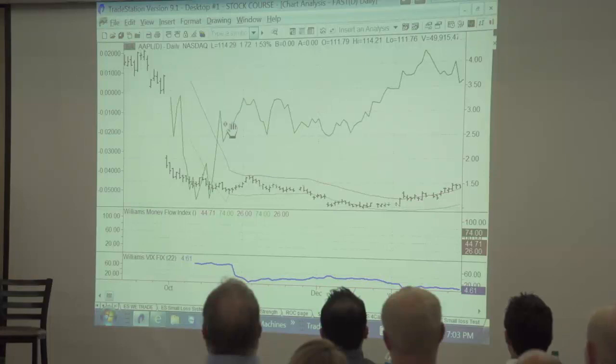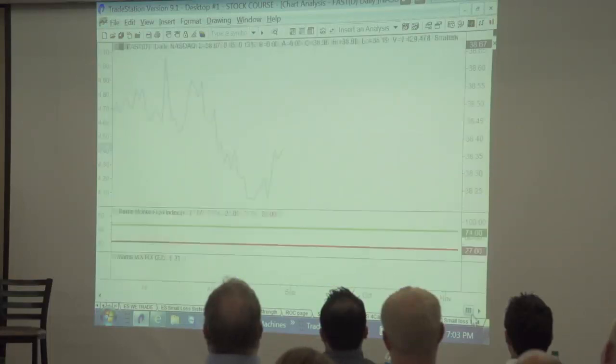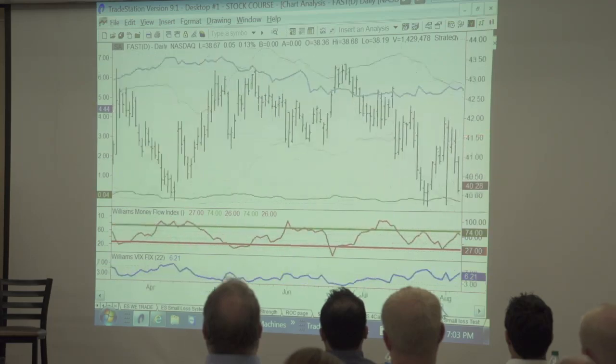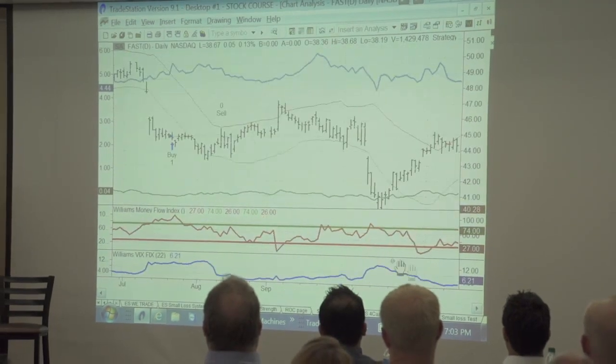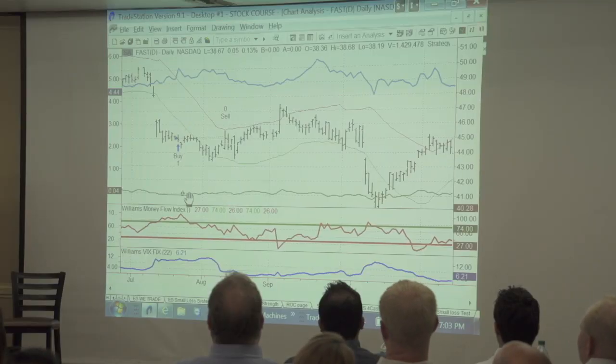Oh, let's do Fastenal. Another very hard stock to trade. A stock I like, but a tough one to trade. Let's see if we can see signals happening in it. Yeah. We closed below the lowest of the Keltner bands, and we had an ADX buy signal.